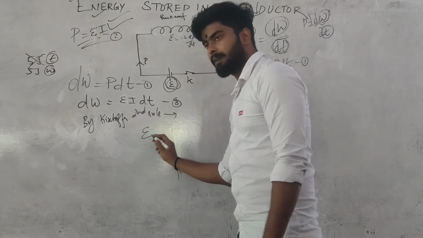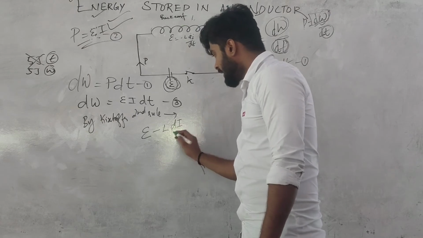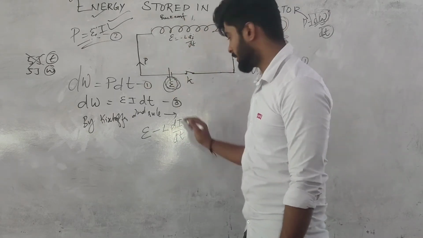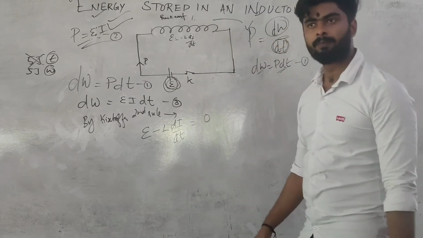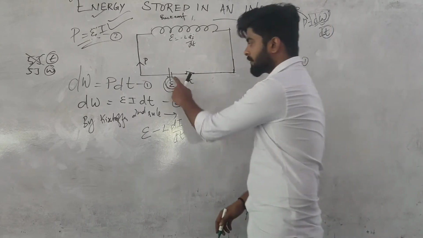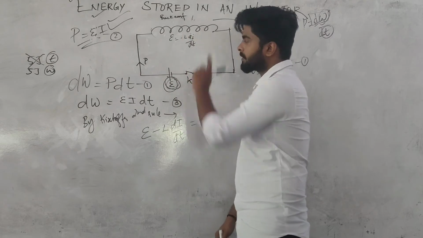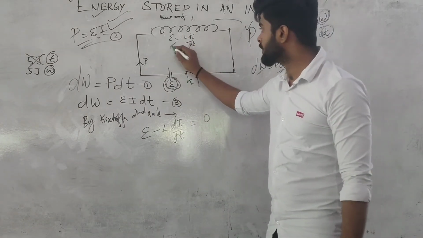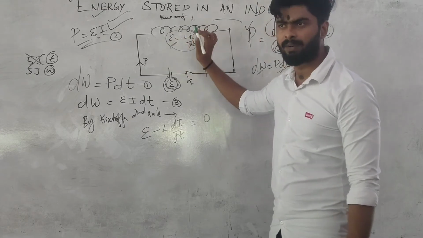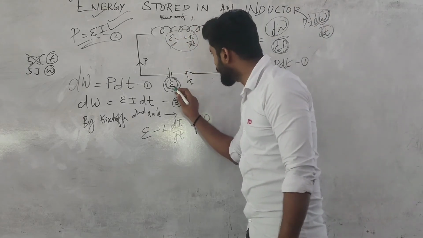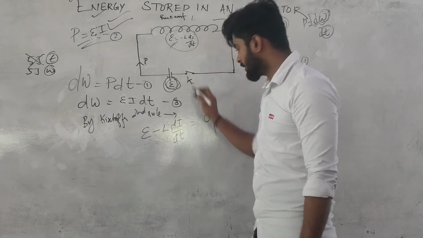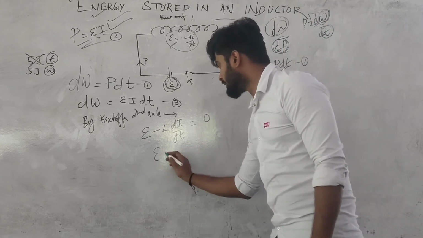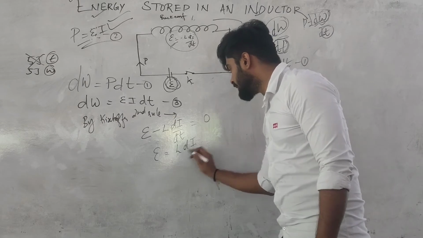So E minus L di by dt. This is the sum of voltage, right? In this circuit, this should be equal to 0, right? The cell's EMF is E. The EMF which is induced in the coil is minus L di by dt. This is the induced EMF equation that you have found from self-induction. So E minus L di by dt would be equal to 0. Clear? So from here, can I write E is equal to L into di by dt?